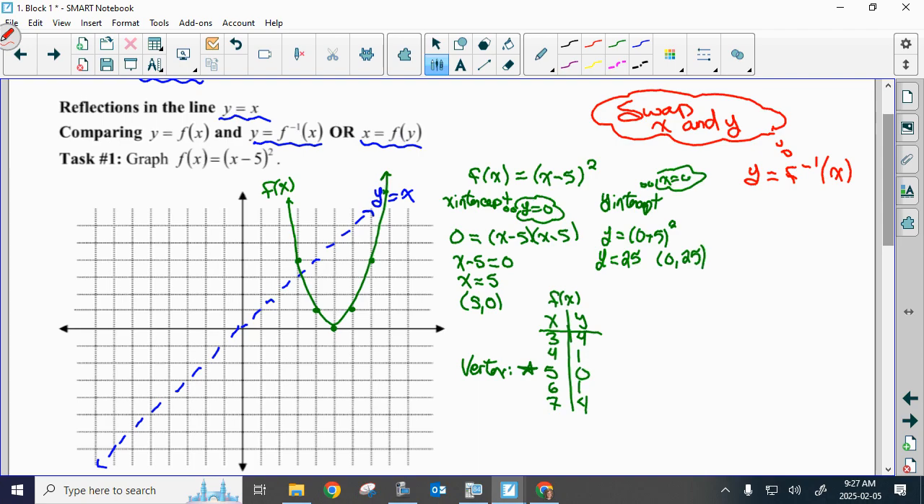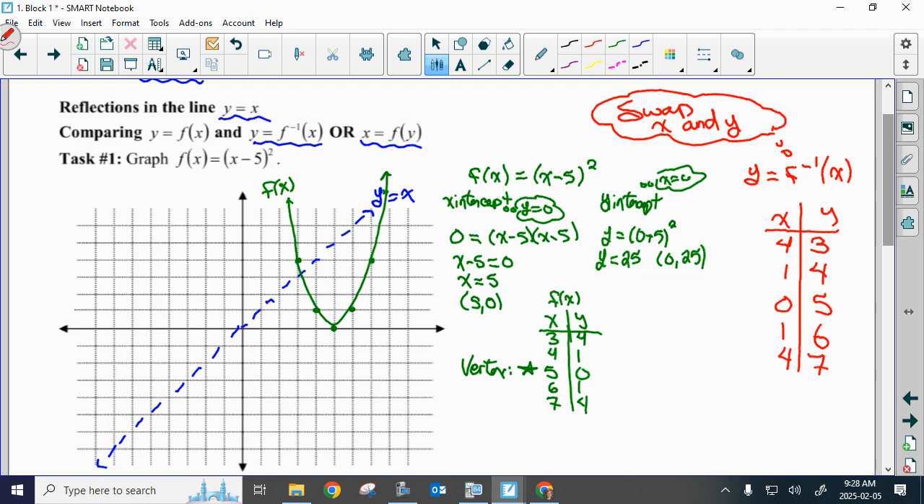So we had (3, 4). On my inverse, it becomes (4, 3). I had (4, 1), it becomes (1, 4). I had (5, 0), it becomes (0, 5). I had (6, 1), it becomes (1, 6). I had (7, 4), it becomes (4, 7).